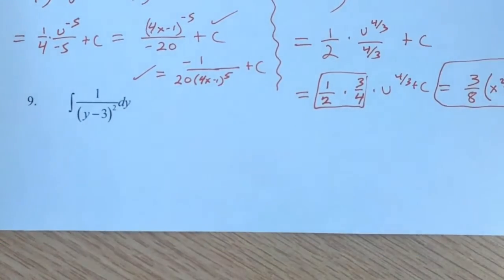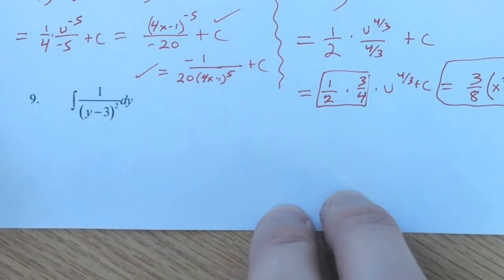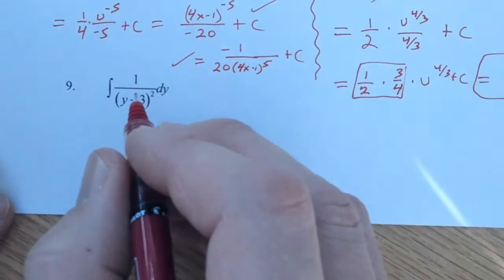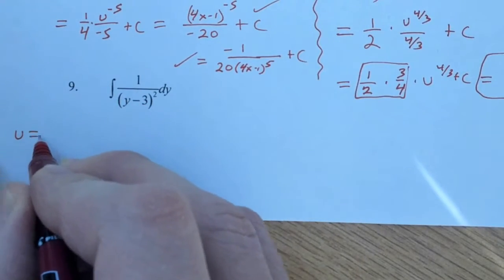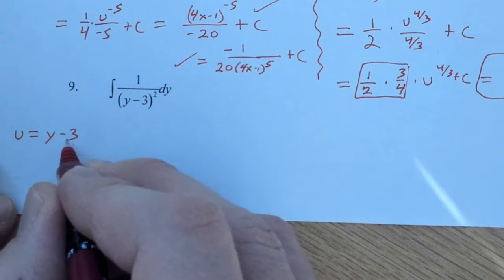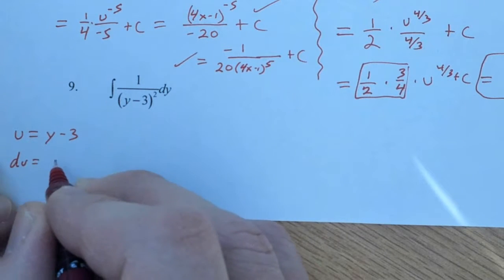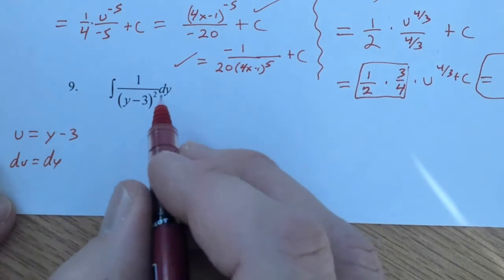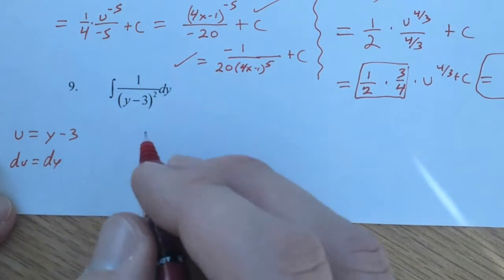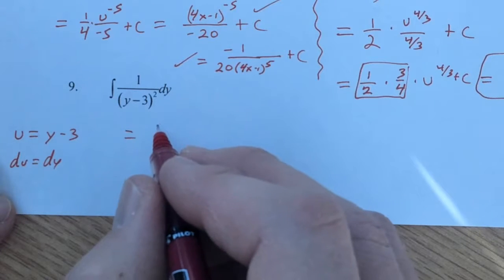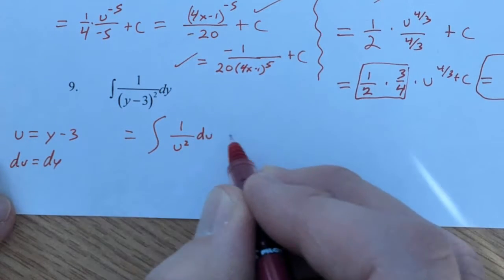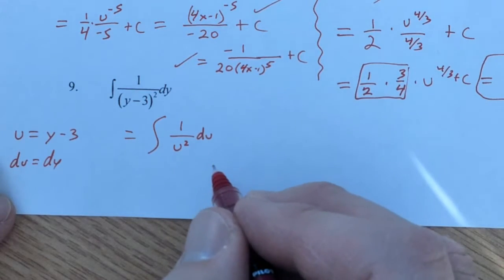Finally, with number 9. Number 9 is very much like number 7. Okay, our inner function, actually I'll put it over here, u is equal to y minus 3, which means du is equal to the derivative of y minus 3, which is just dy. So we have that dy there, so we have a nice change here. We have the antiderivative of 1 over u squared du, or du over u squared if you prefer.